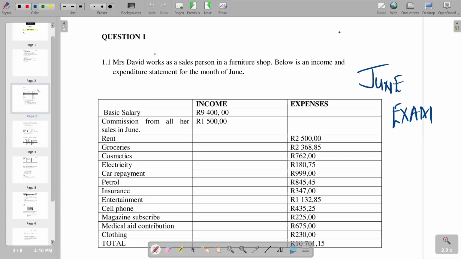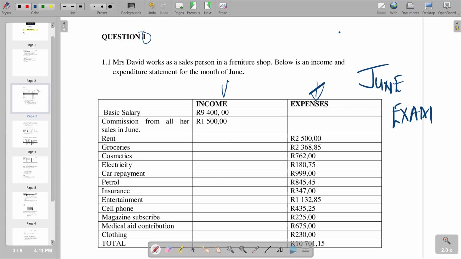Want to look at question one on June exam question paper. So the question one reads, Miss David works as a salesperson in a furniture shop. Below is an income and expenditure statement for the month of June. So you're given an income and expenditure statement whereby we have got a column for income and then also a column for expenses.